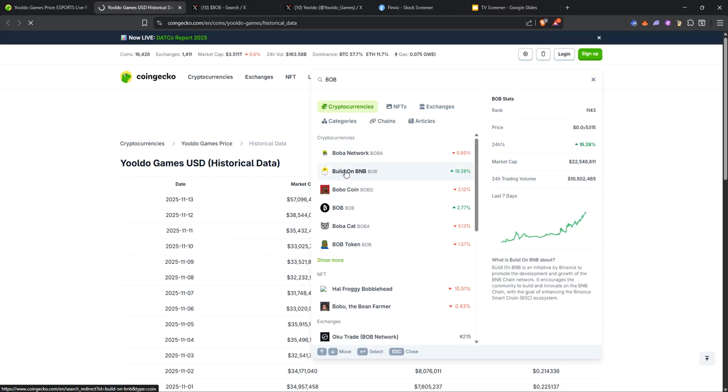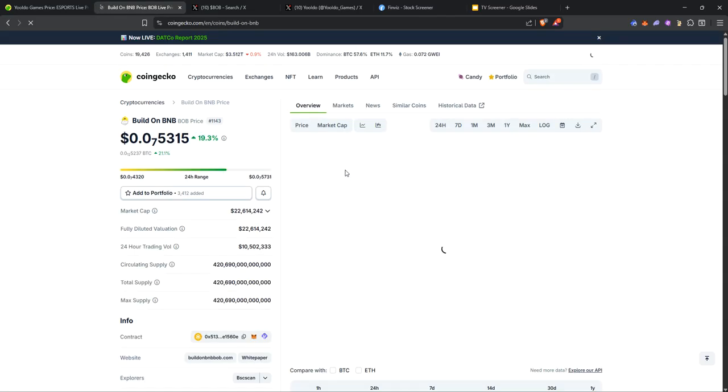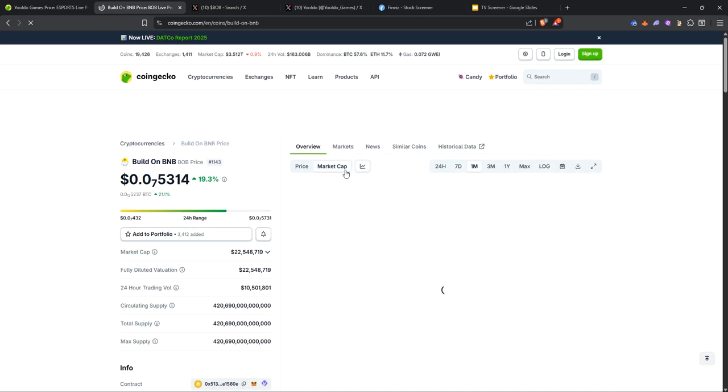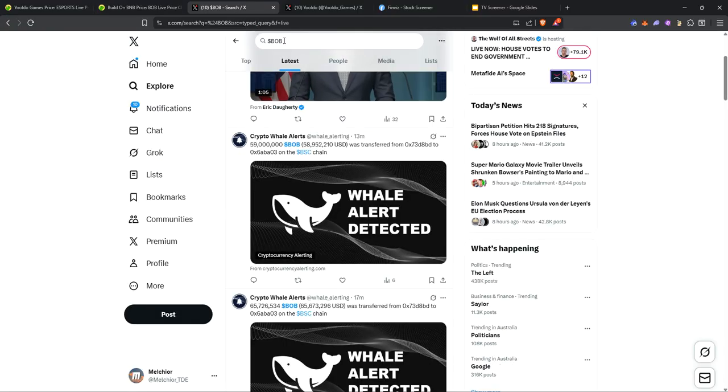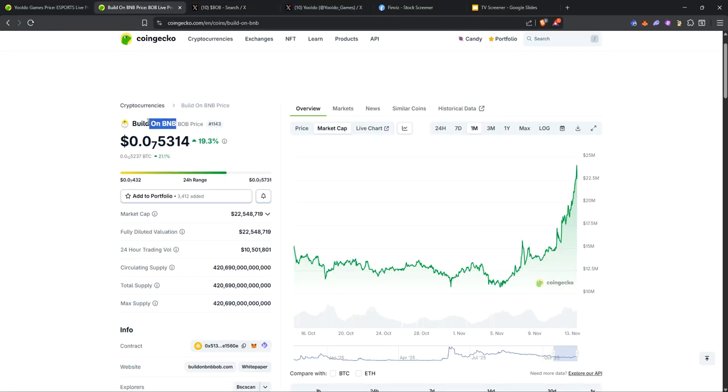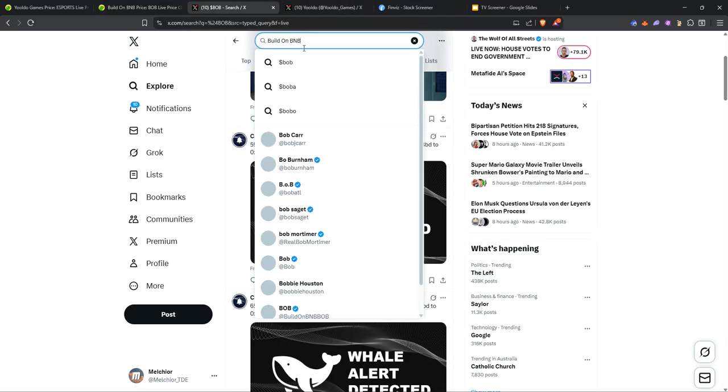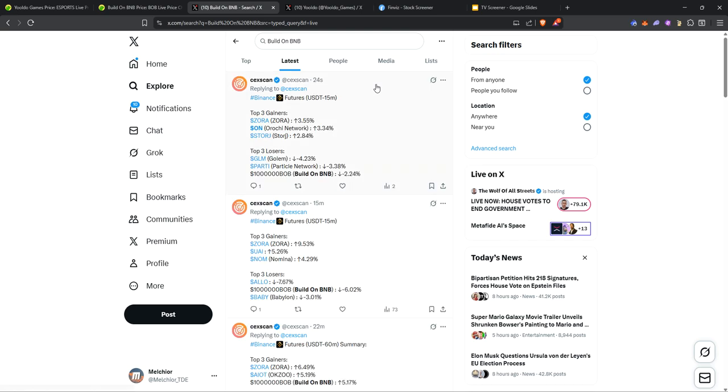Is it Build on Bob? Yeah, it's Build on Bob. Just by the 20% gain. Build on BNB. Yeah, okay, it is. So this is the coin. Let's search for Build on BNB instead.